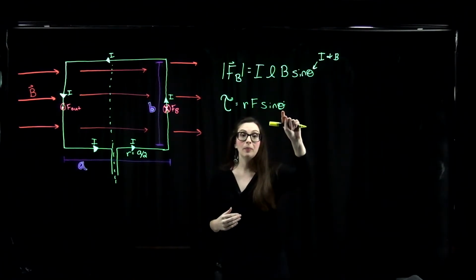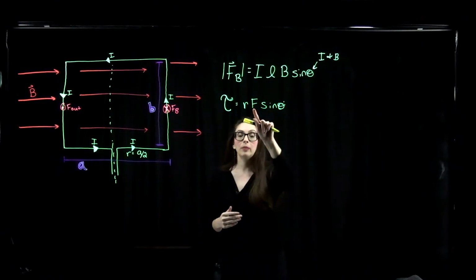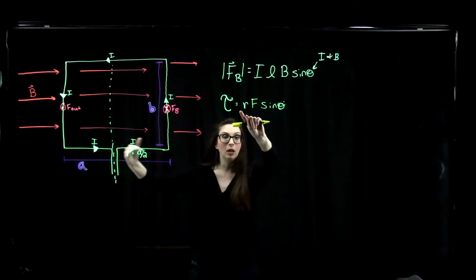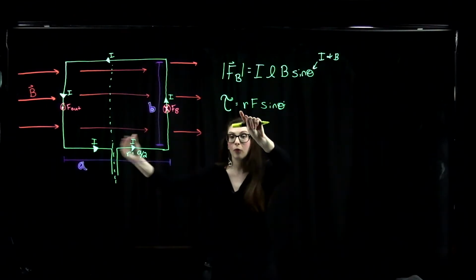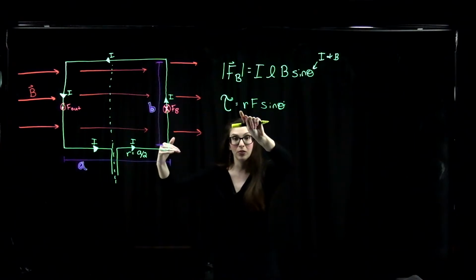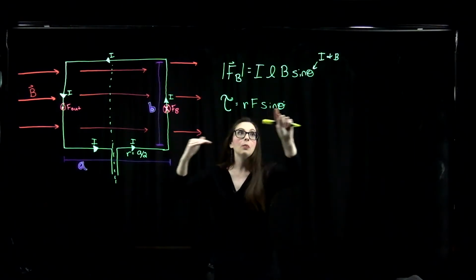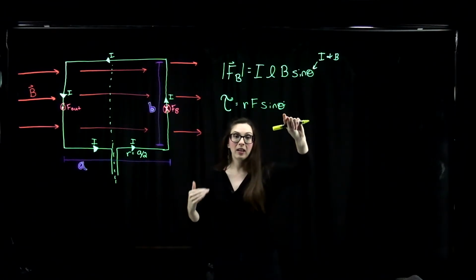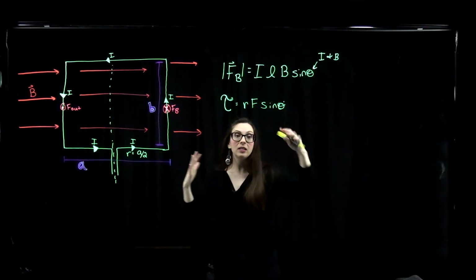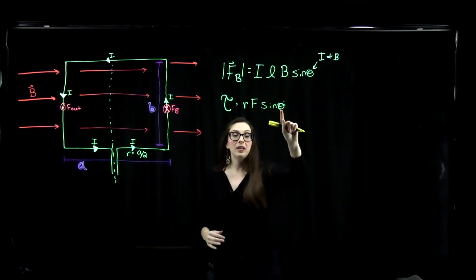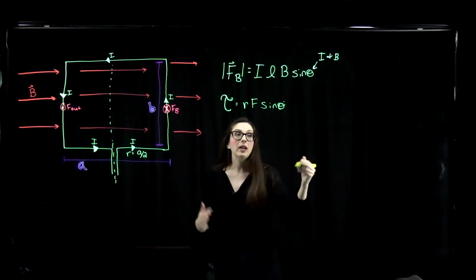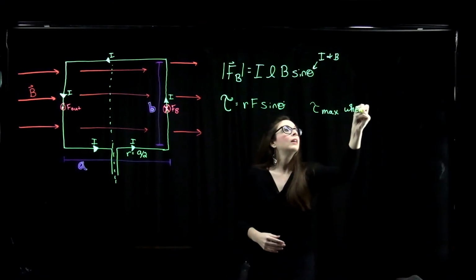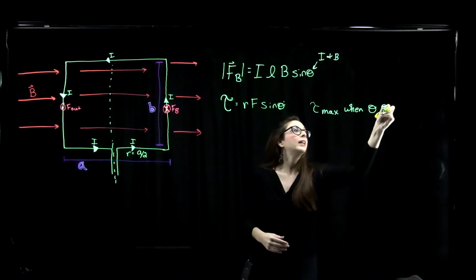Now this angle theta here for my torque is the angle between my direction for the force and a vector that I can draw along R, from where my rotation axis is to where that force is being applied. So this angle theta could change. But sine of theta is maximum whenever this angle is 90 degrees. So you get your maximum torque when this angle theta here is 90 degrees.